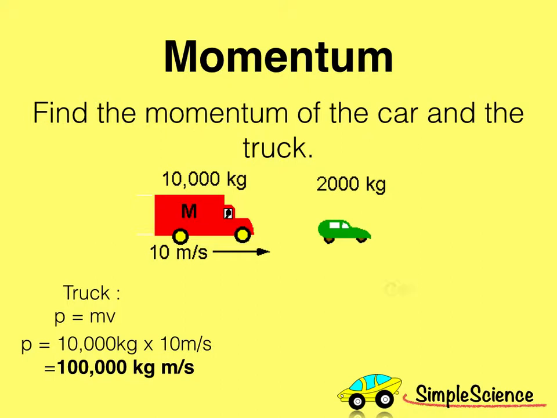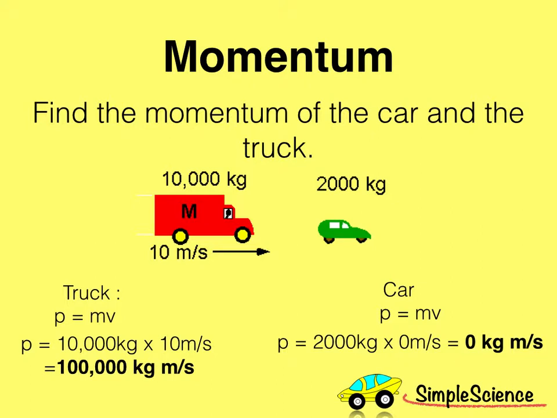And for this car, P equals mv, and momentum is equal to 2,000 kilograms multiplied by 0 meters per second, which gives you 0 kilogram meters per second. Now that's basically momentum. That's a quick introduction to momentum.